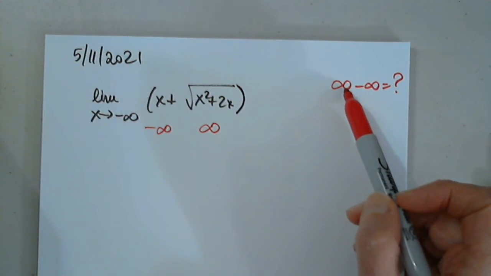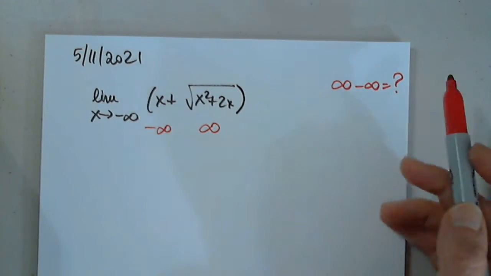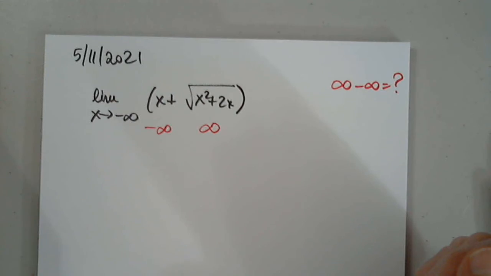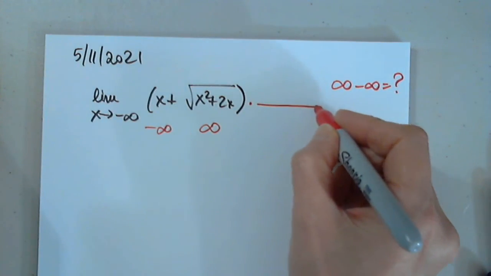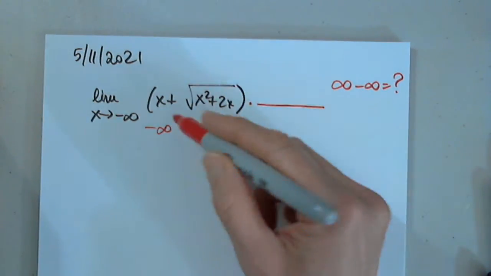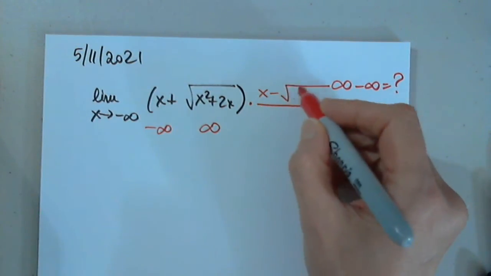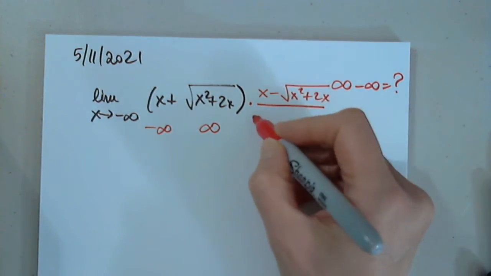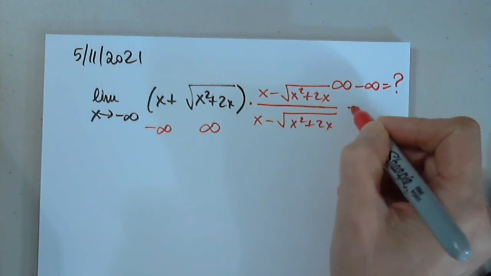You can say infinity for me is 2 million. For somebody else will be 10 million. So I don't know what, this is an indeterminate case. So in this case, the option is to rationalize the numerator with the conjugate of the numerator. So this is it. And x minus the square root of x squared plus 2x.